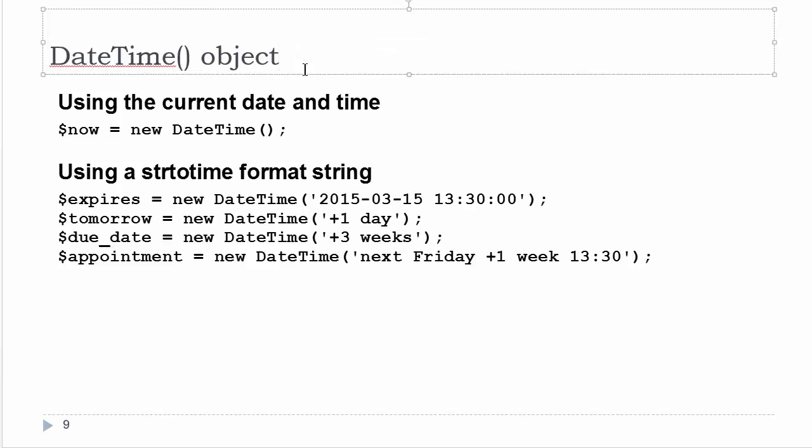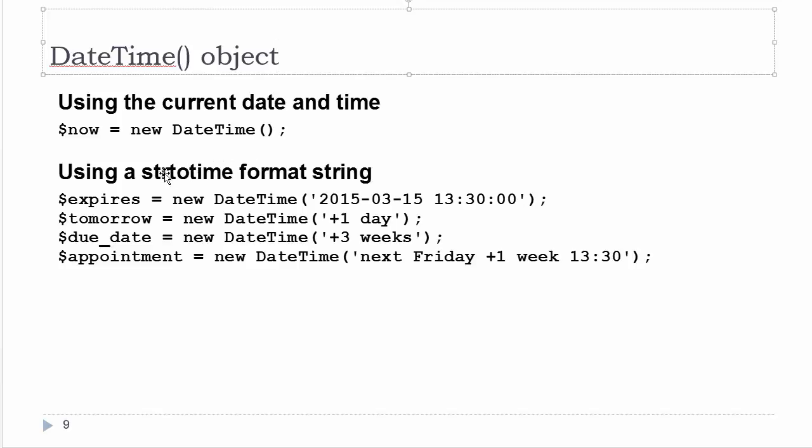It's the DateTime object. And in order to use that, you need to essentially create a new instance of this object and store it in a variable. This line of code will retrieve the current date and time, whatever that happens to be, and it will be storing it in this variable in the amount of seconds. This is still considered a timestamp.